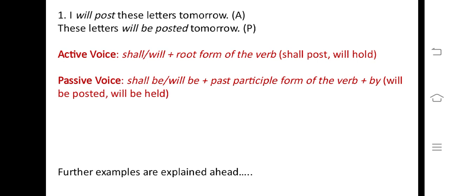Here post is there, so V3 form of post is posted, and then you need to copy the remaining words which are given in any sentence. Here we have a time indication word given, tomorrow. So we need to copy tomorrow. So our answer is like this. These letters will be posted tomorrow. Further examples are explained here.